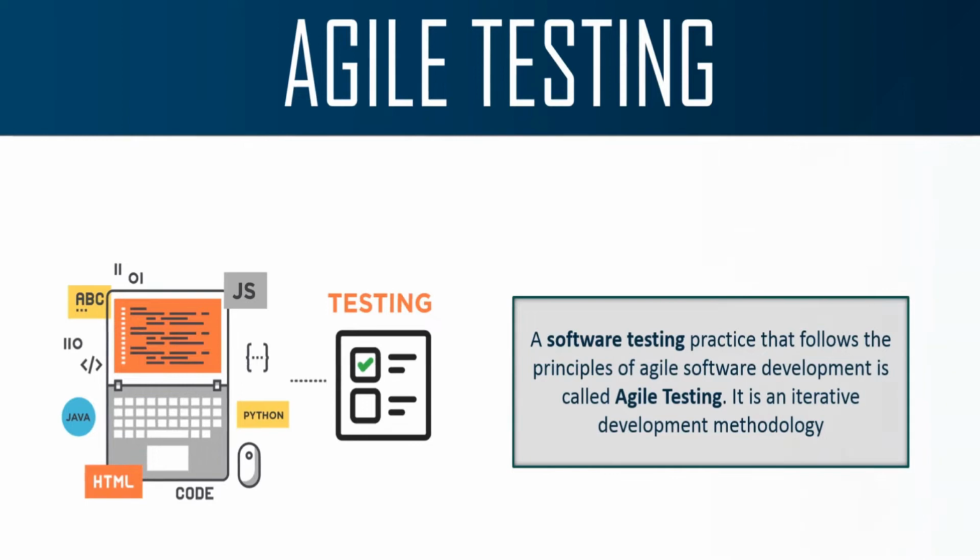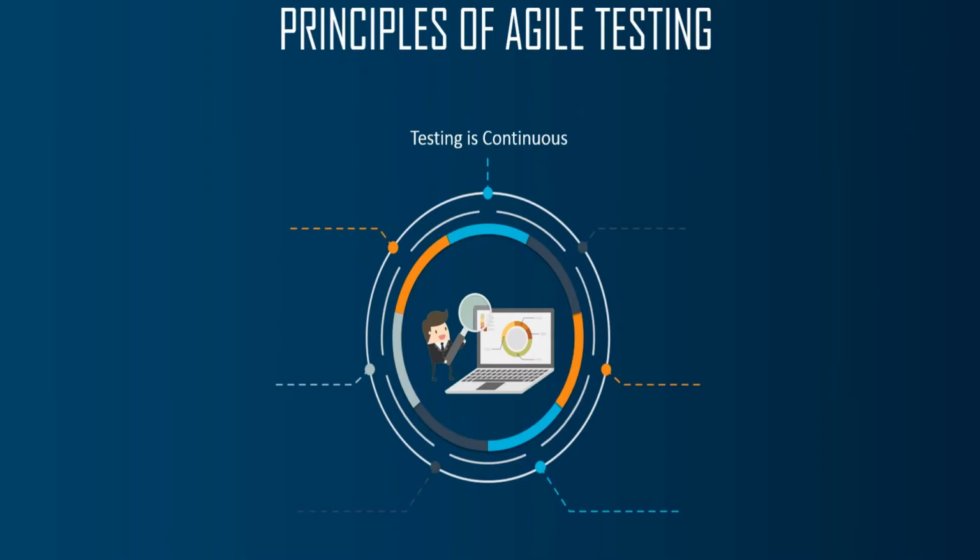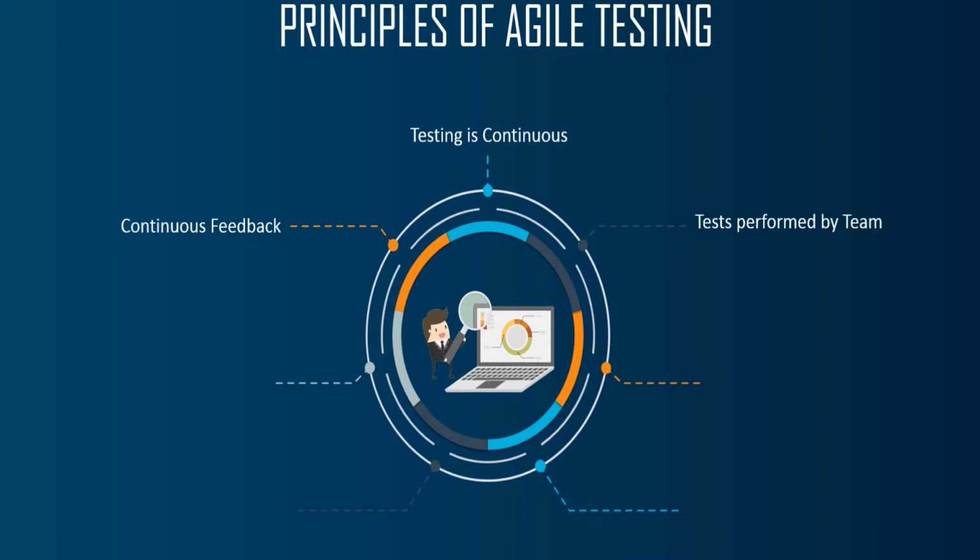Principles of Agile testing. The different principles involved in Agile testing include: testing is continuous. The Agile team performs testing continuously because it is the only way to ensure continuous progress of the product. Continuous feedback. Agile testing provides feedback on an ongoing basis so that your product can meet the business needs. Tests performed by the team.